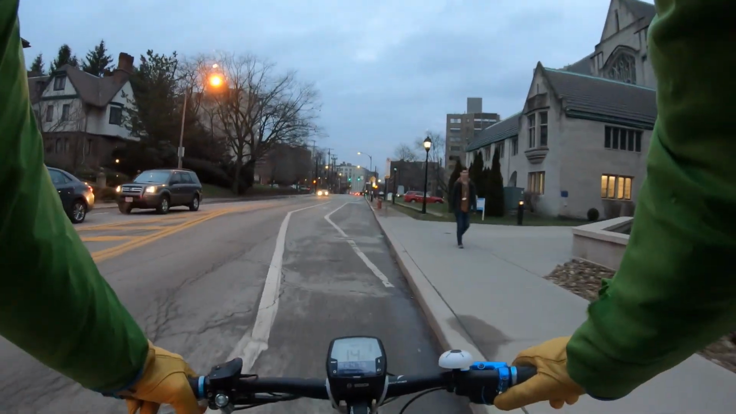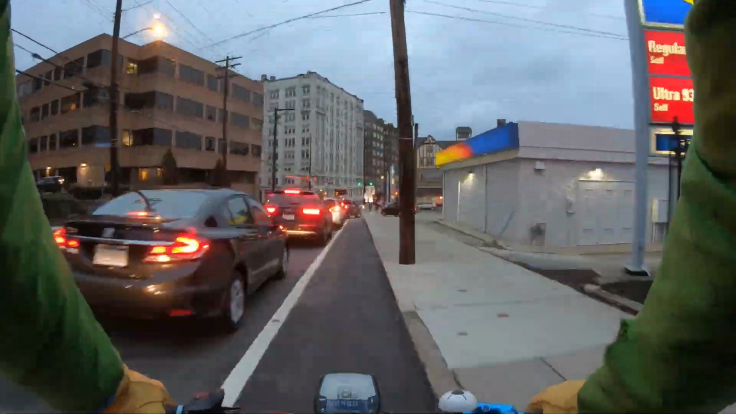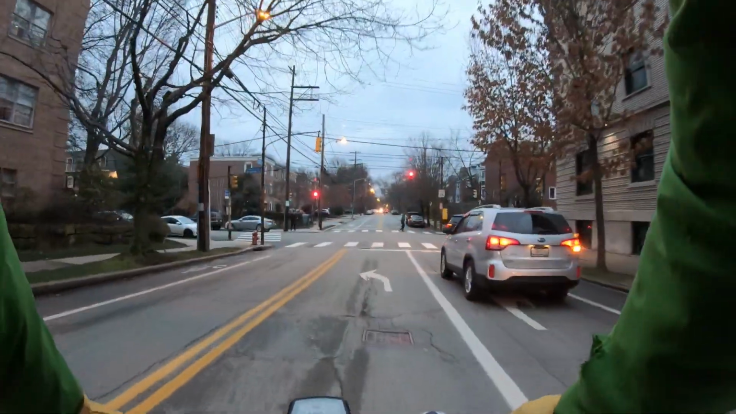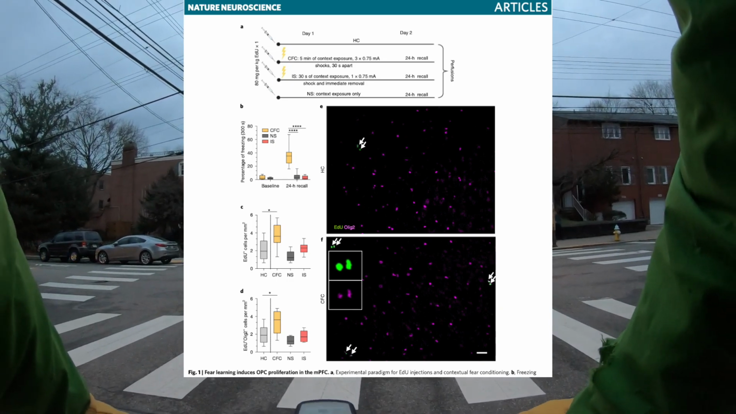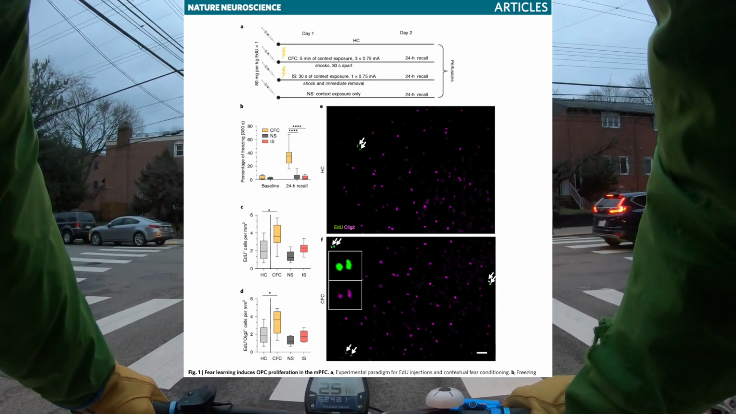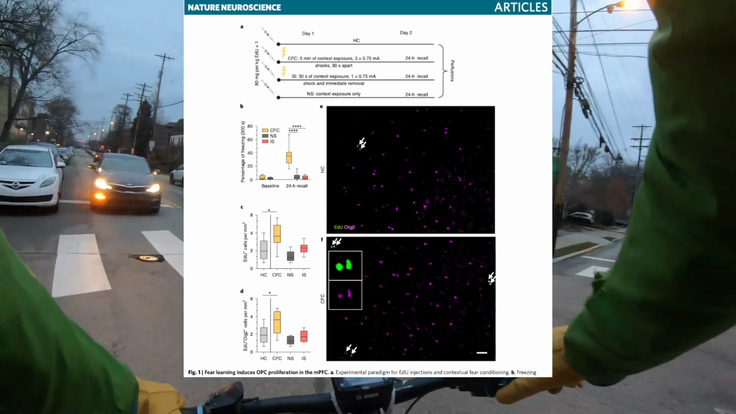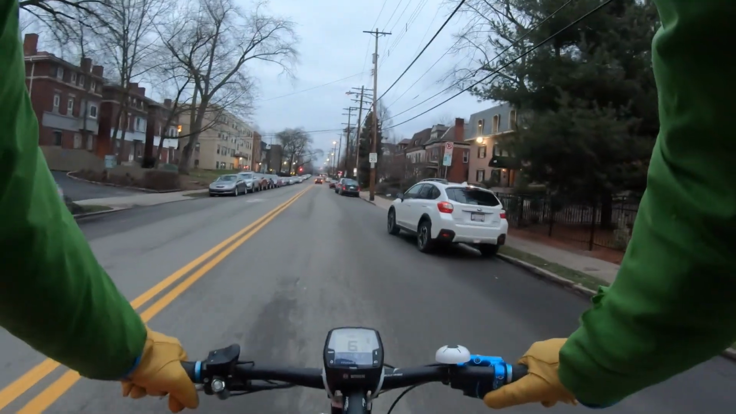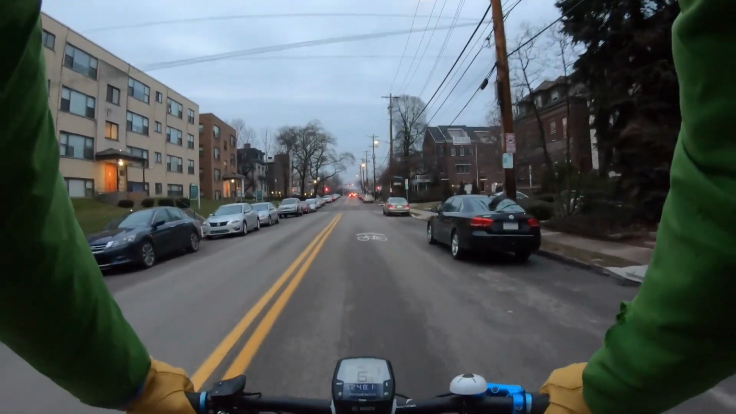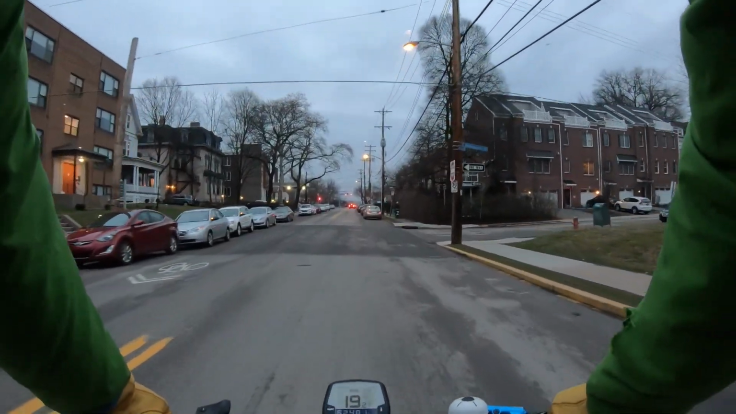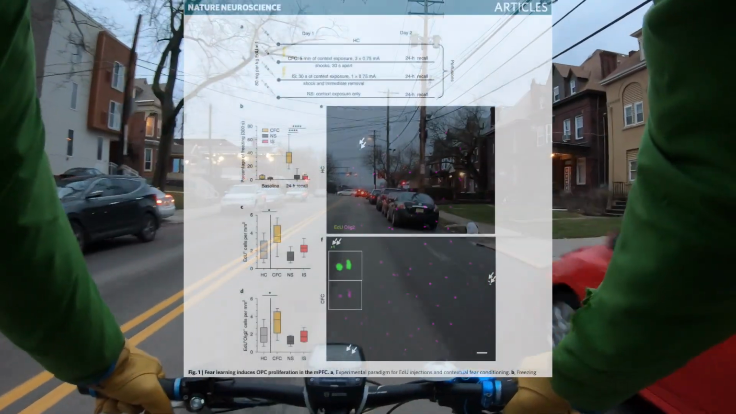So maybe that makes this paper a little unique and a little special. In the first figure, they just go to show that the recall of a fear memory, a remote fear memory, induces OPC proliferation. So these are oligodendrocyte precursor cells, and they begin to proliferate after context fear conditioning. So after fear conditioning, oligodendrocytes divide.